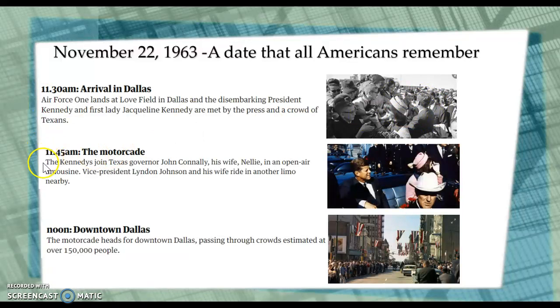At 11:45, the Kennedys joined Texas Governor John Connally and his wife Nellie in an open-air limousine. Vice President Lyndon Johnson and his wife are riding in another limousine nearby. By noon, they travel through downtown Dallas, passing crowds estimated over 150,000 people lining the streets. It almost looked like a parade was happening, the way people came out to see him.